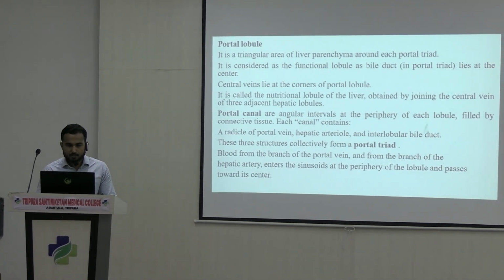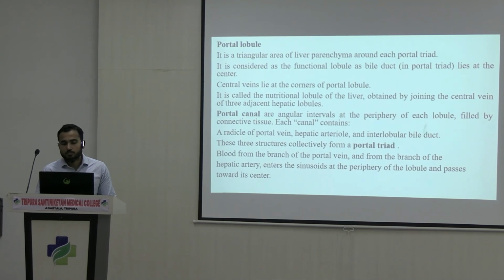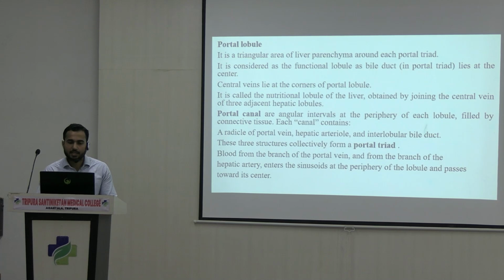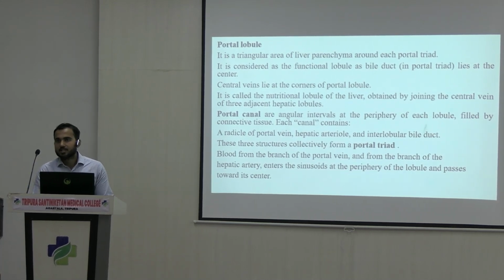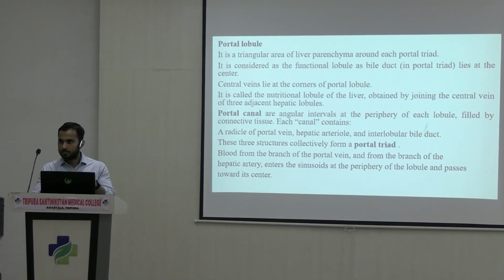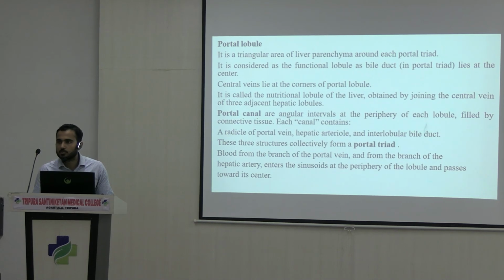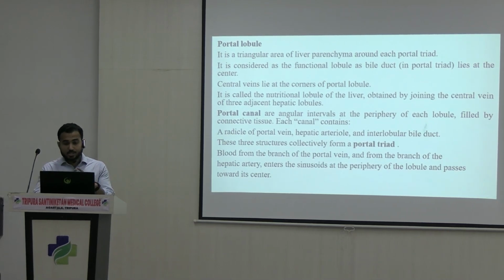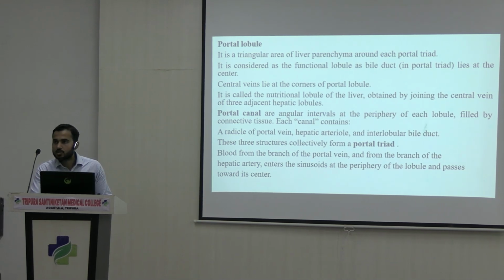Next, after the classical liver lobule, what was next? That is the portal lobule, followed by the portal canal. Now, what is the shape of the portal lobule? It is triangular. Previously, what was the shape of the classical liver lobule? Hexagonal. Now, the portal lobule is triangular in shape. This is the triangular area of the liver parenchyma around each portal triad.